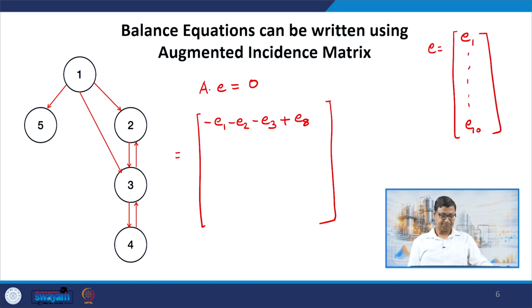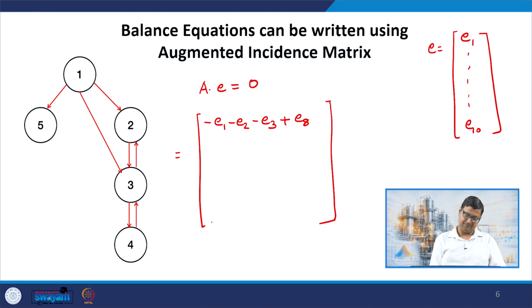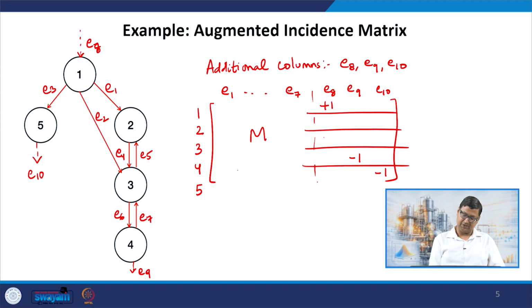And then for the second row, I am having plus E1 minus E4 plus E5.